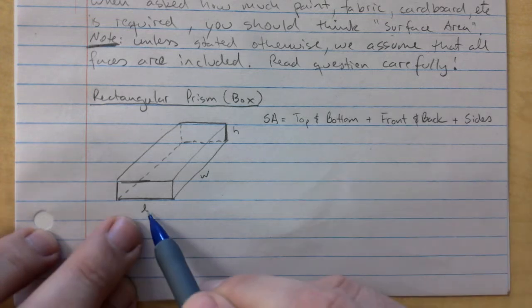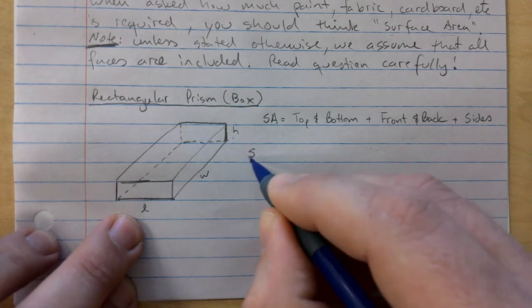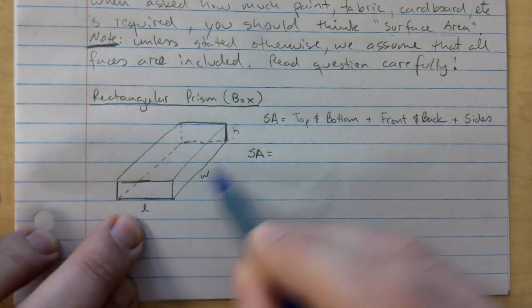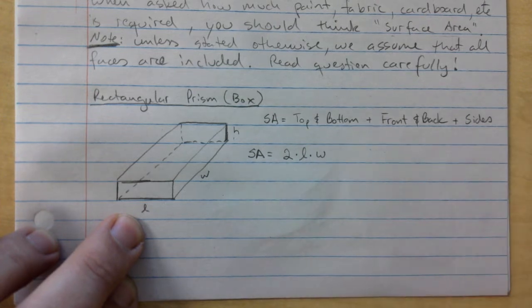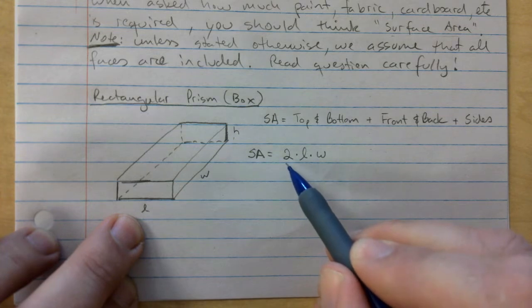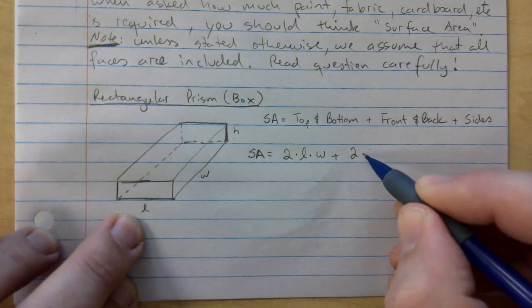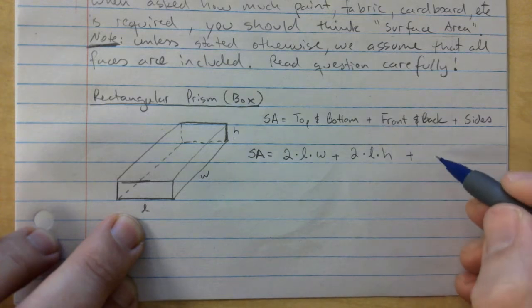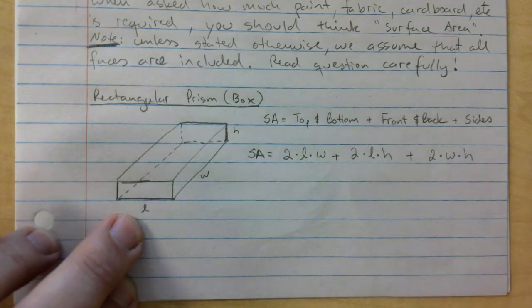So how does that translate using the actual variables? Because later on you're going to be doing word problems on this. The surface area: top and bottom would be length times width, and there are two of them, so 2 times length times width, plus 2 times length times height, plus 2 times width times height. That'd be the surface area of the entire box.